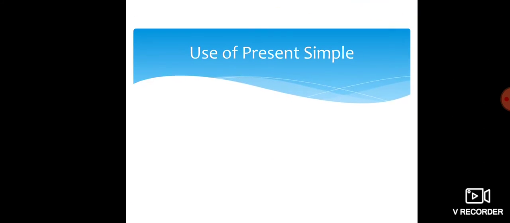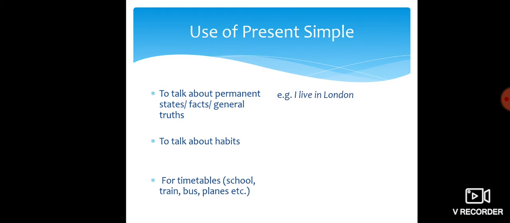Today we are going to review the present simple tense. Are you ready to review it? Well, basically, we have three main uses for the present simple tense. We use it to talk about permanent states, facts, and general truth. We use it to talk about habits. We use it to talk about timetables.